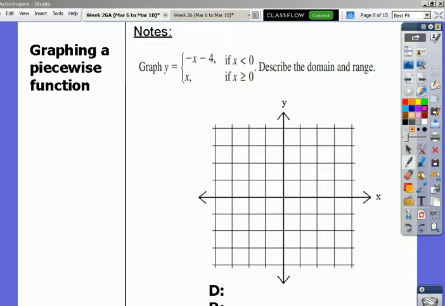So the first thing you want to do is graph the first y equals line. So this is what I do. I graph this equation first. Y equals negative x minus 4. We should all remember how to graph that, right? Hopefully. 4, 4, negative 4, and negative 4.